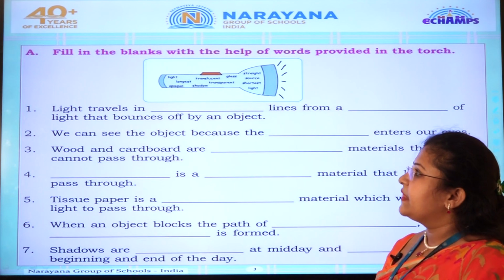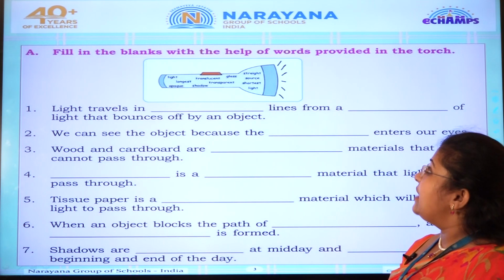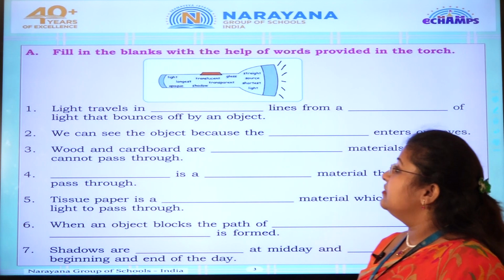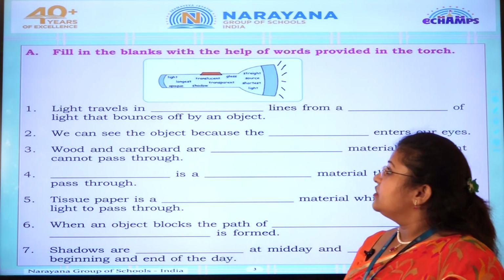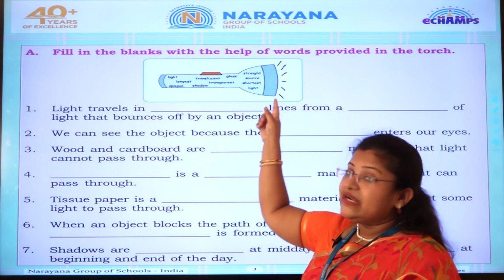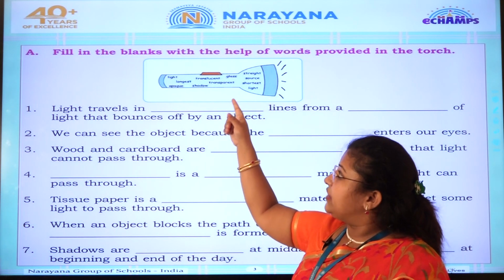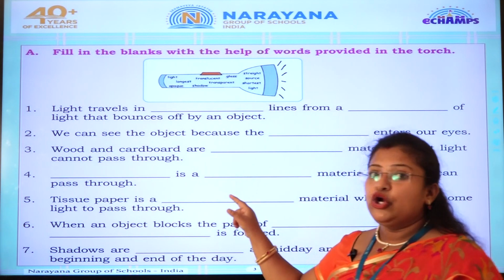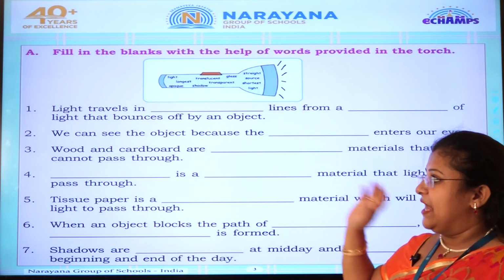Next, fill in the blanks with the help of words provided in the torch. There are some words provided inside the torch. We have to take those words and put them according to the blanks.